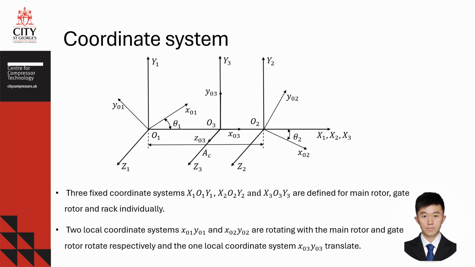As the main rotor rotates through an angle θ1, the gate rotor rotates through an angle θ2, where θ2 equals Z2 over Z1 times θ1. Here, Z1 and Z2 represent the number of loops on the main and gate rotors respectively. The rotor profile curve can be transformed and analyzed within these coordinate systems.